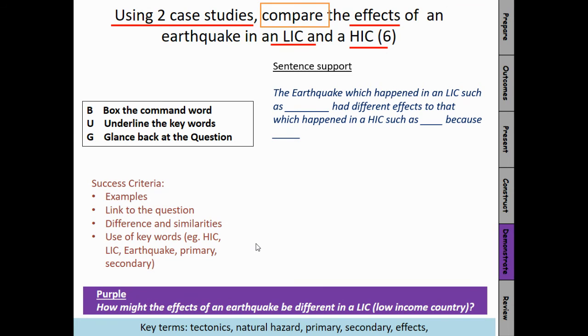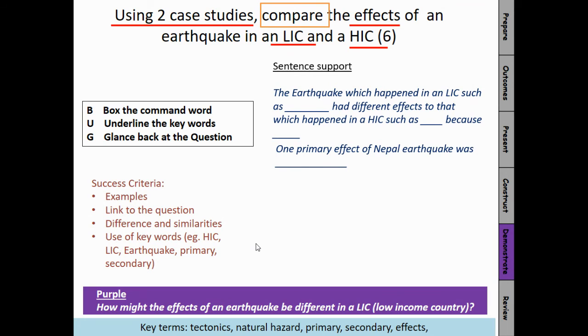So the earthquake which happened in an LIC such as, and that's when you would write Nepal, had different effects to that which happened in a HIC such as New Zealand because, you might then want to bring in that maybe it was a bigger earthquake in Nepal, so it affected more people, it affected rural areas, whereas the one in New Zealand was a lot smaller and it was contained within a city. Okay, so this is where you start building the story of your answer.